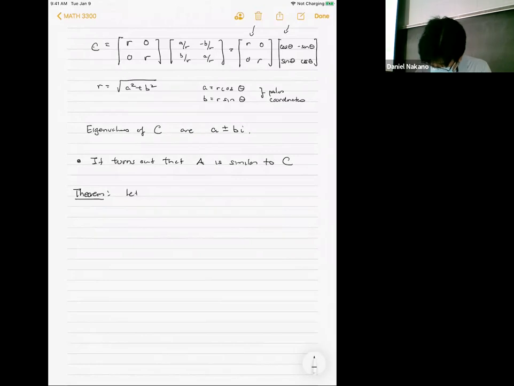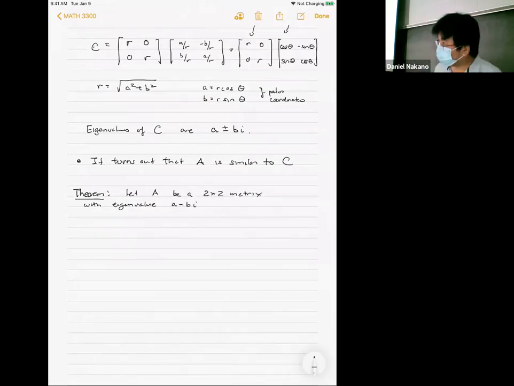Okay, so let A be a 2 by 2 matrix with eigenvalue, well, okay, we'll just say it this way, A minus Bi. Once we have the A minus Bi, I'll specify what the A is. And eigenvector V, which could have complex entries.